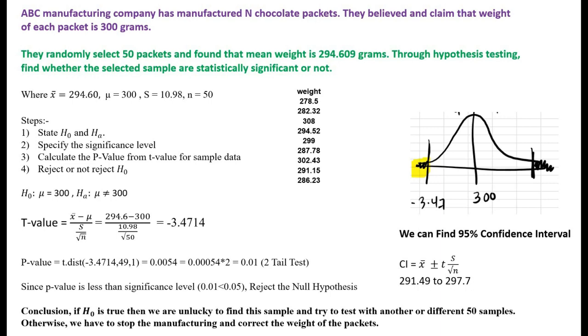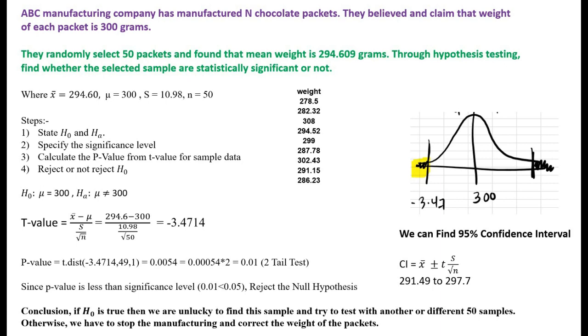And those randomly selected 50 packets each have a certain weight. Let's say the first weighs 270.5, the second 282.32, the third 308, then 299, 302, 291, 286 and so on. So let's say these are the weights of the selected 50 packets, and we found that the mean weight is 294.6 grams. Now through hypothesis testing, we want to understand whether the selected sample is statistically significant or not.